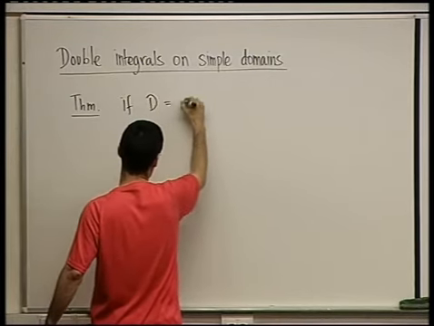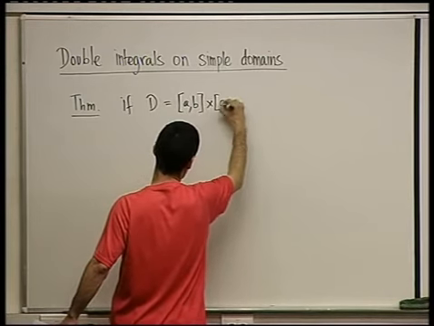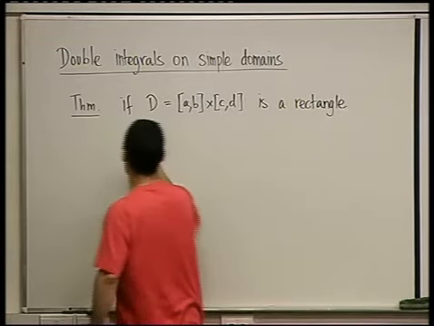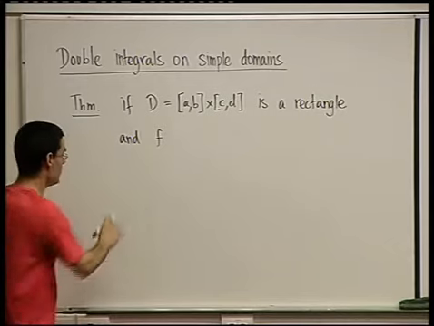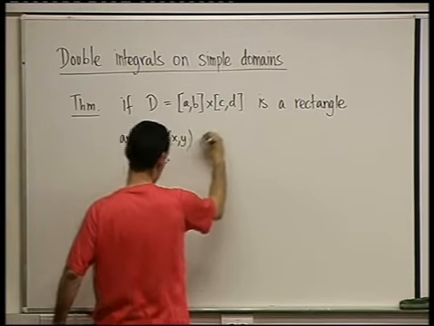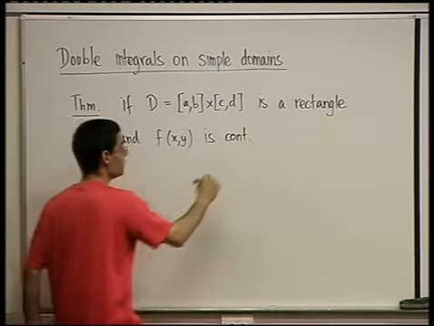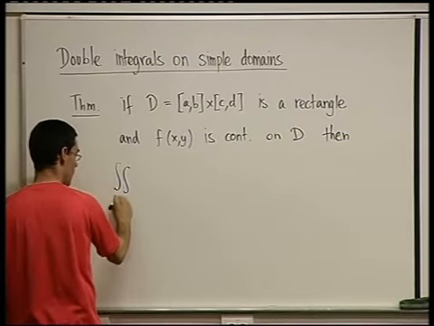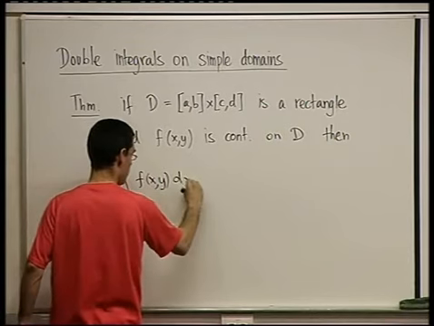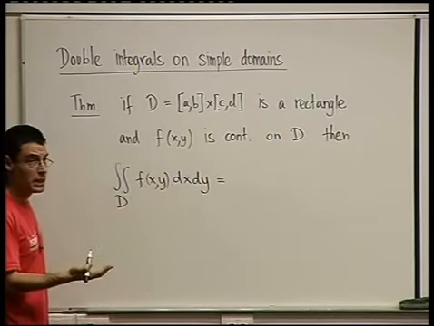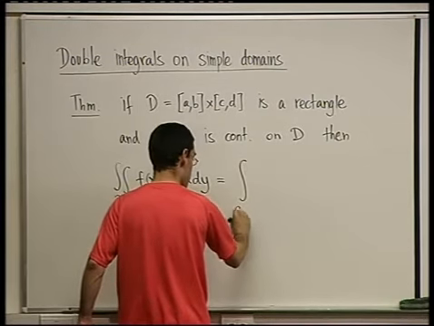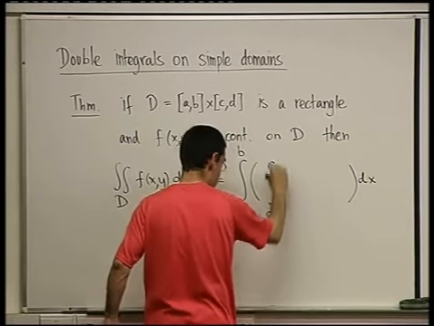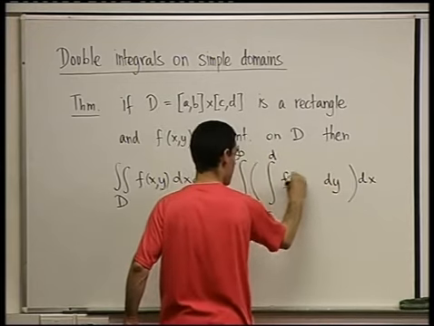If D is a rectangle, which we denoted by [a,b] cross [c,d], and the easiest version is assuming that f is continuous on D, then the double integral on D of f(x,y) dx dy can be calculated as an iterated integral, as the integral from a to b dx of the function of x, which is the integral from c to d dy of f(x,y).